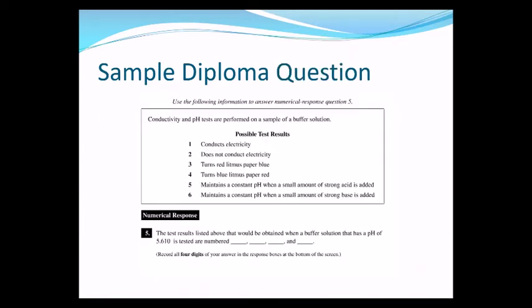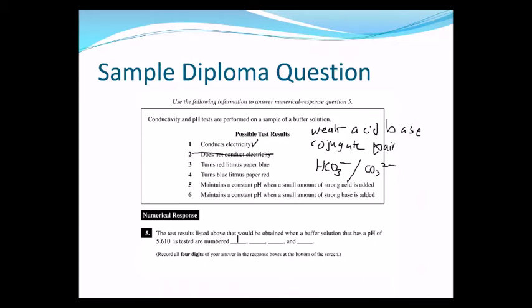Numeric response 5. Conductivity and pH tests are performed on a sample of a buffer solution. So a buffer solution needs to be a weak acid-base conjugate pair. An example is HCO3 minus is an acid, and its conjugate base is just going to be missing that H, so CO3 2 minus. Okay, so acids conduct electricity, so 1 is going to be an answer.